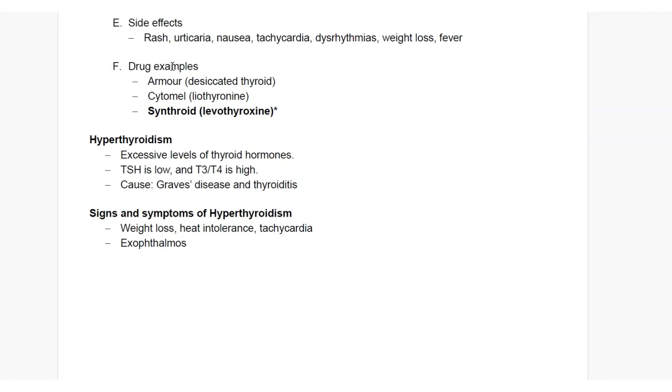Now a common cause of hyperthyroidism is Graves' disease as well as thyroiditis. Signs and symptoms of hyperthyroidism are going to be the opposite of hypothyroidism. So in here, your metabolism is too fast, and so you're going to notice a patient having weight loss, heat intolerance, tachycardia, and exophthalmos. Exophthalmos is an eye condition wherein the eyes get enlarged and look like they're going to pop out of the eye sockets. So this is a typical symptom of hyperthyroidism.